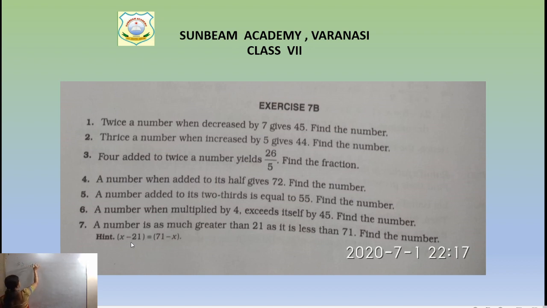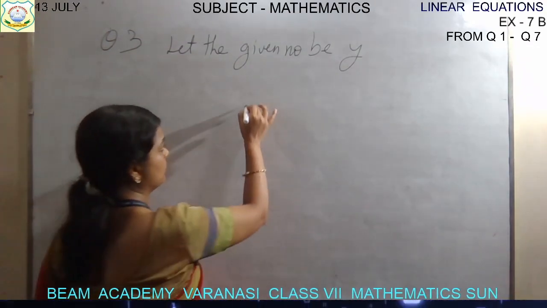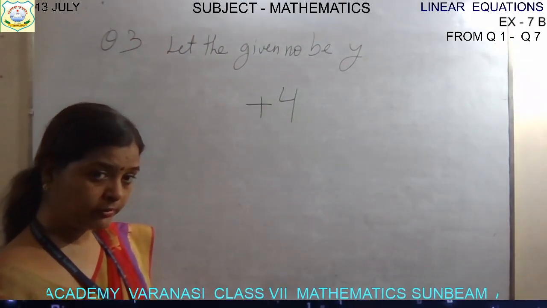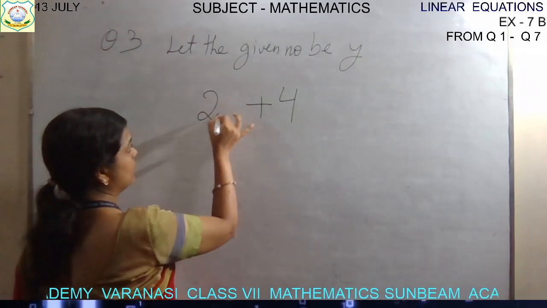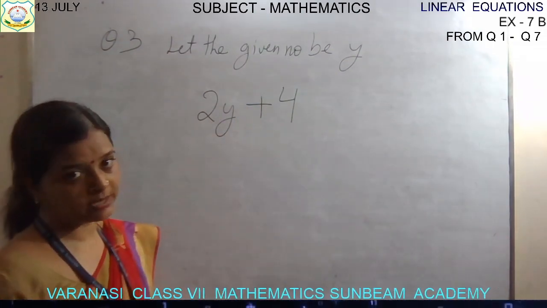Let the given number, about which the question is, be y. Okay, let the given number be y. 4 added to twice a number. To what will we add 4? To twice that number. What is that number? That number is y. We don't know it, children, so we have chosen it as y.